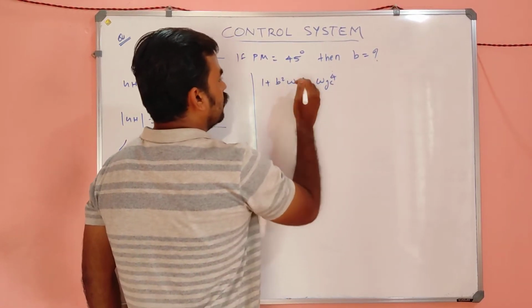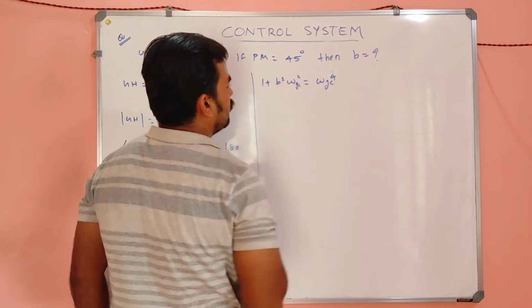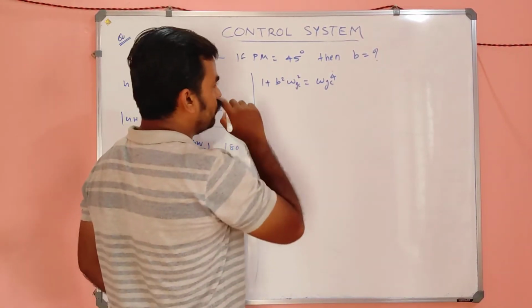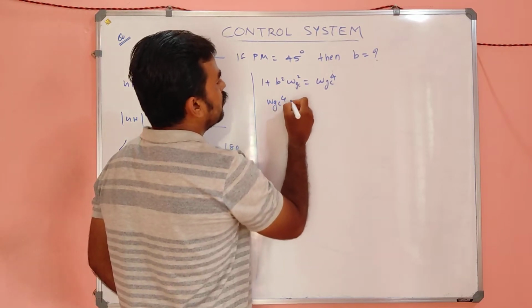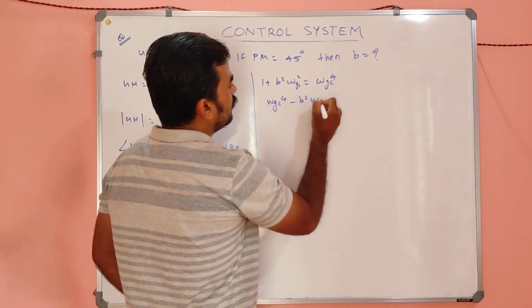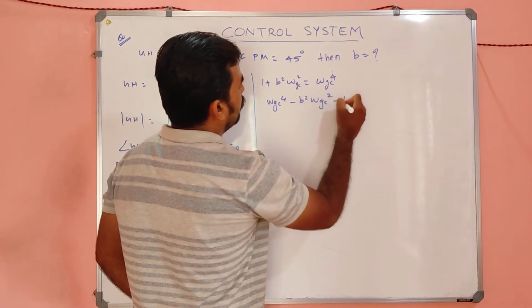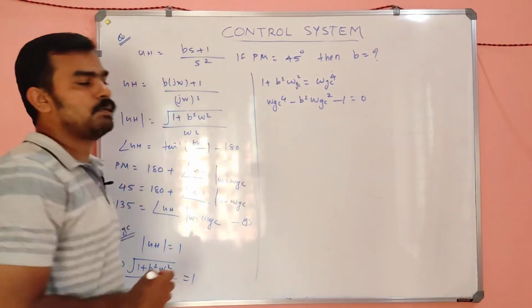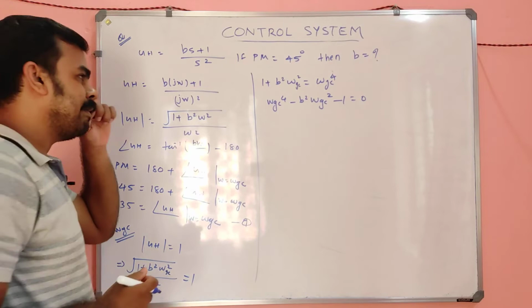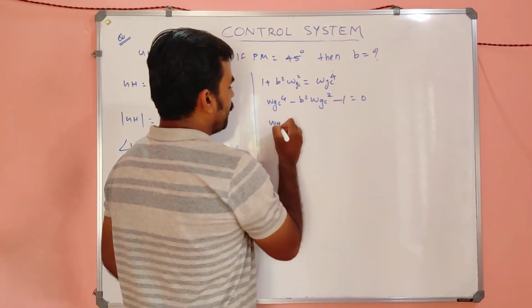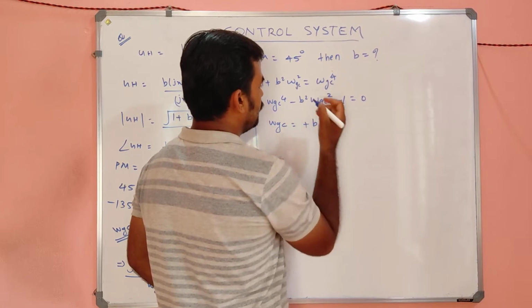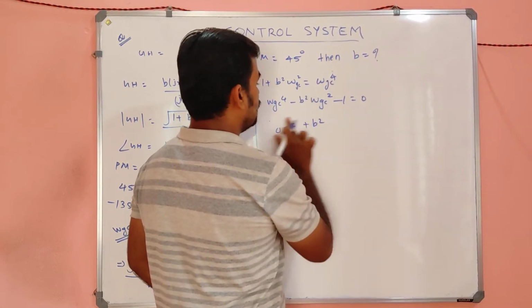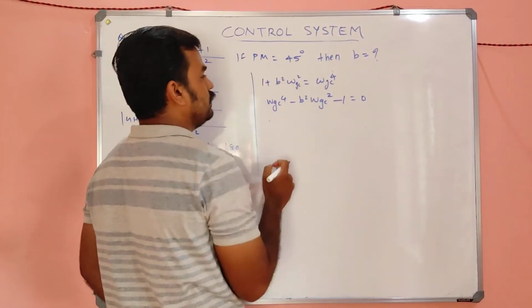Okay, omega gc square. So how can we find omega gc now? Omega gc raised to 4 minus b square omega gc square minus 1 equal to 0. This is a second order quadratic equation, right? So what is the value of omega gc now? Minus b plus b square, correct? No, it's a fourth degree equation, right?